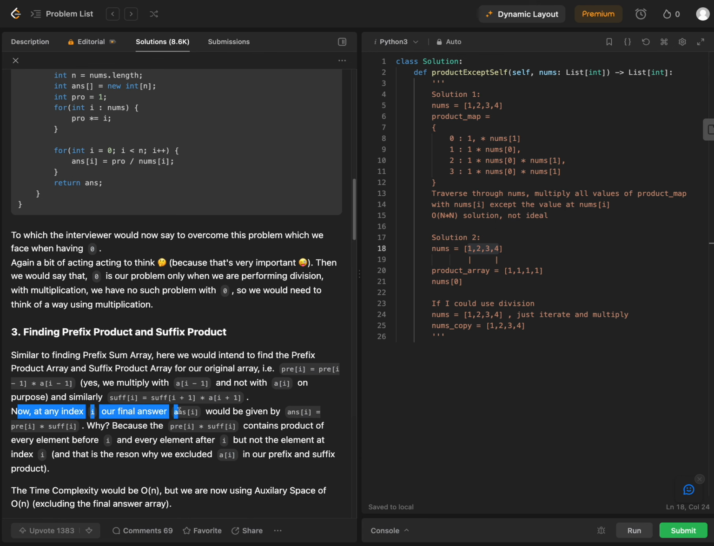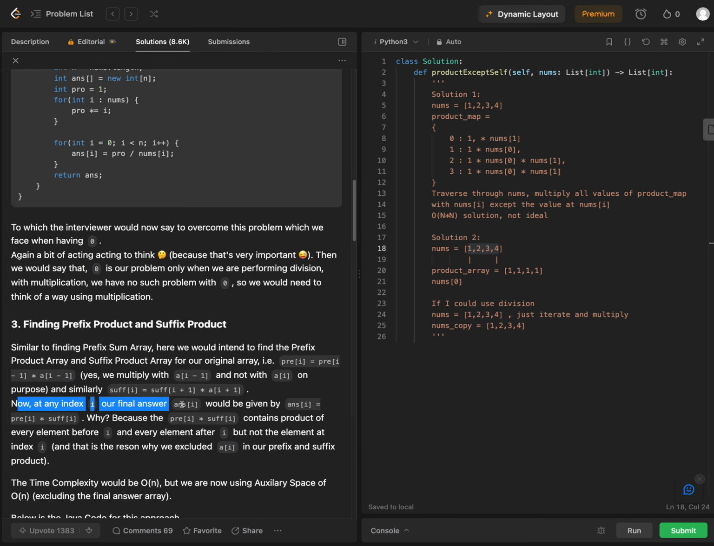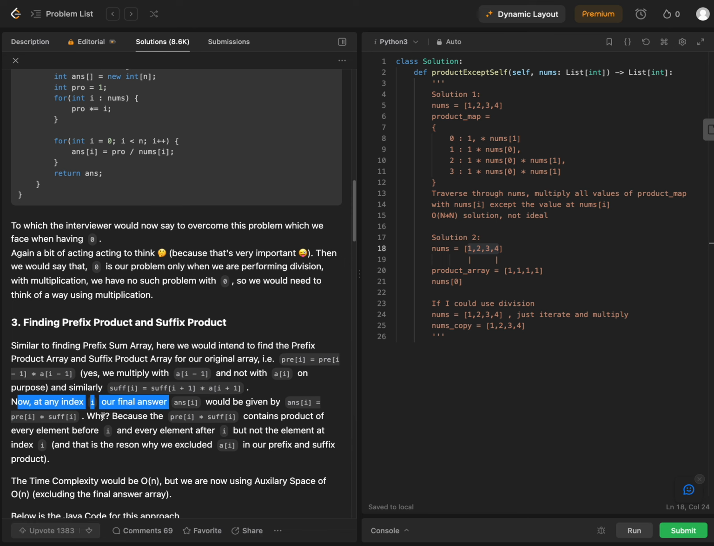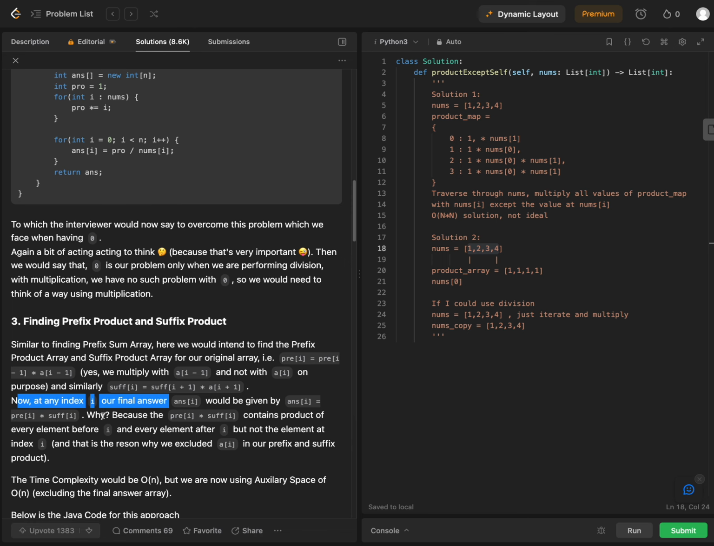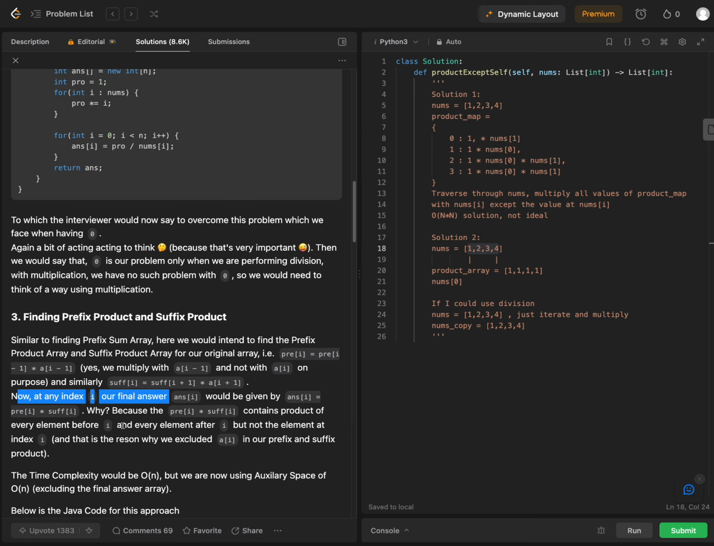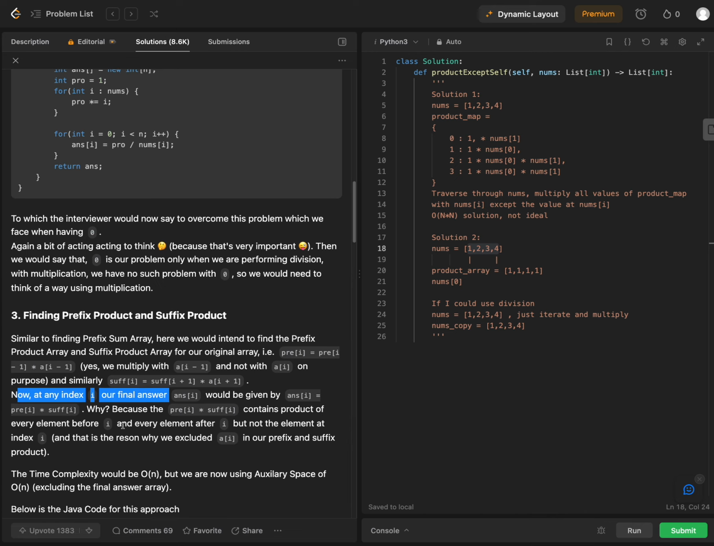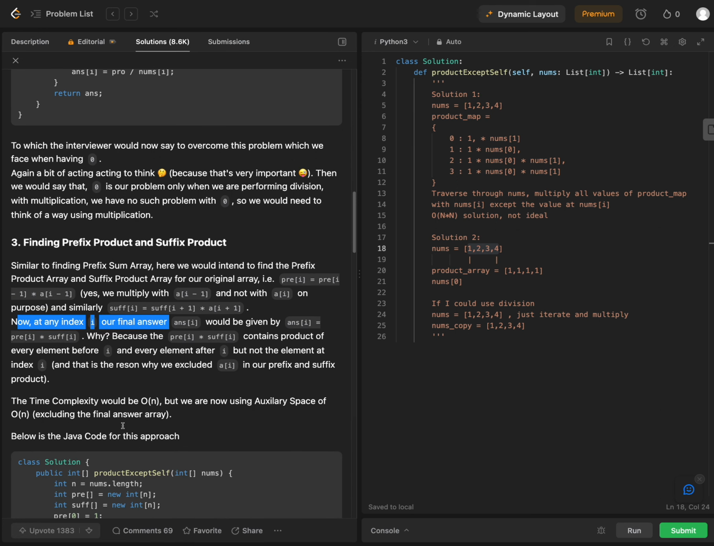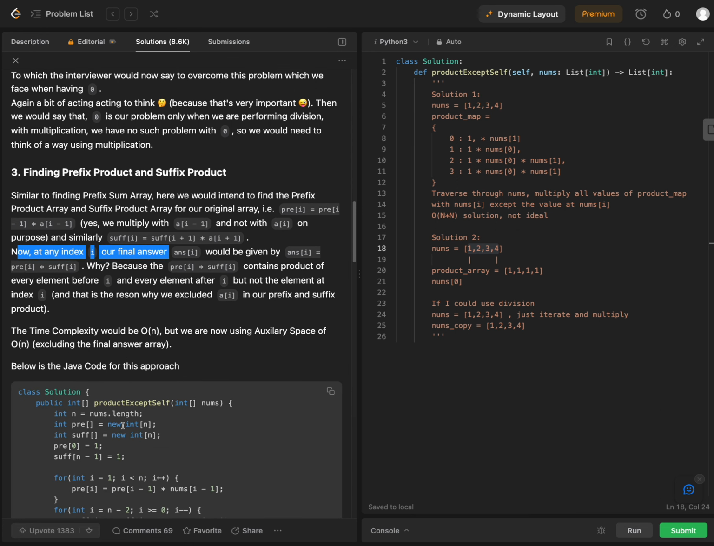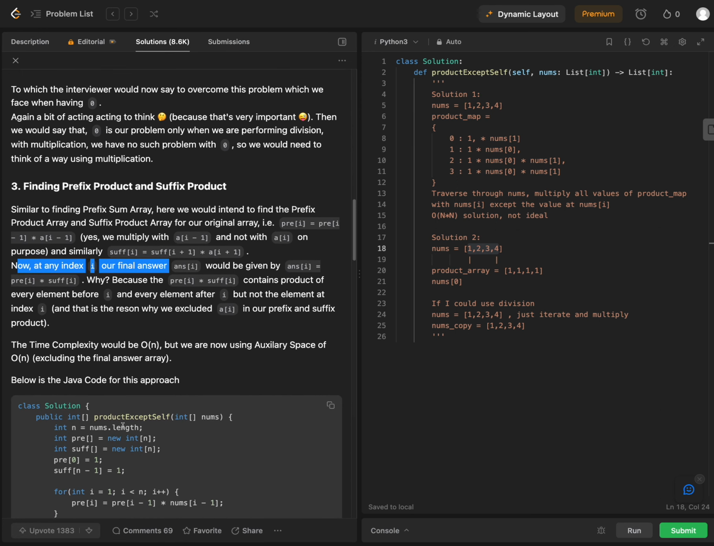So now for index i, our final answer will be prefix[i] times suffix[i]. Why? Because prefix times suffix covers every element before i and every element after i, and will not include the element at index i. I don't get this, but let's see.